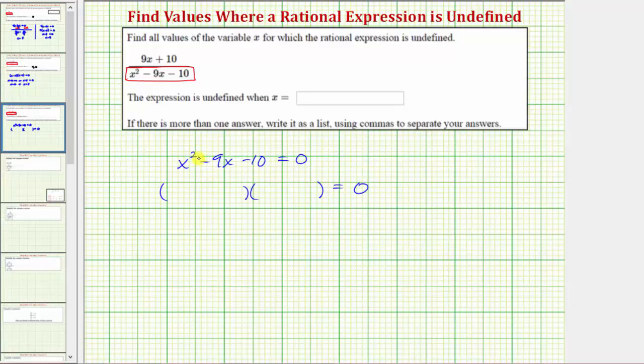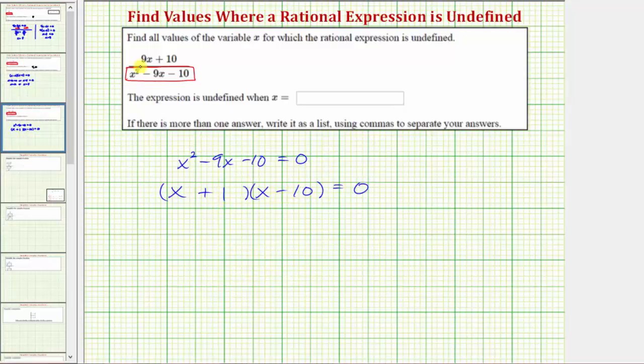Because the first term is x squared, we have a factor of x here and x here in the first positions of the binomial factors. And then for the second terms in the binomial factors, we're looking for the factors of negative 10 that add to negative 9. And because negative 10 times 1 equals negative 10, and negative 10 plus 1 equals negative 9, the 2 factors we're looking for are negative 10 and positive 1. So one factor would be x plus 1, the second factor would be x minus 10. Of course, the order of the factors doesn't matter.